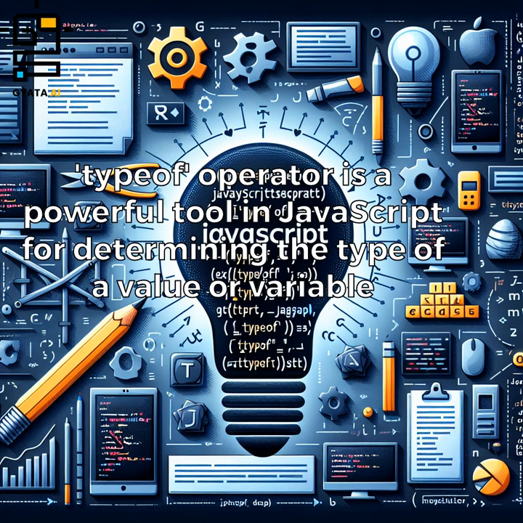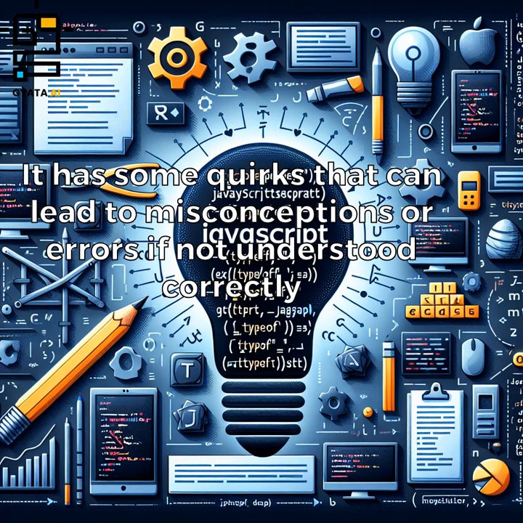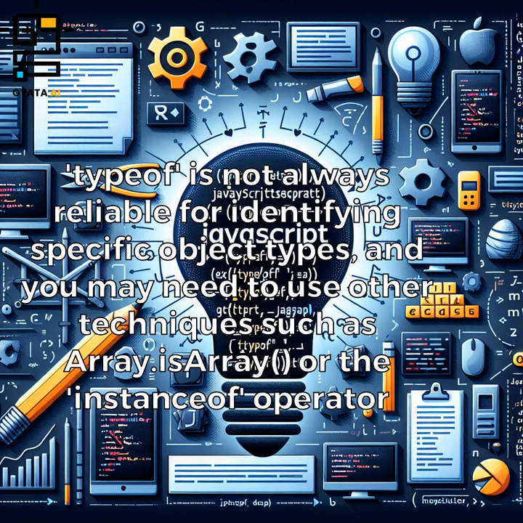Conclusion: the typeof operator is a powerful tool in JavaScript for determining the type of a value or variable. It has some quirks that can lead to misconceptions or errors if not understood correctly. typeof is not always reliable for identifying specific object types, and you may need to use other techniques such as Array.isArray or the instanceof operator.